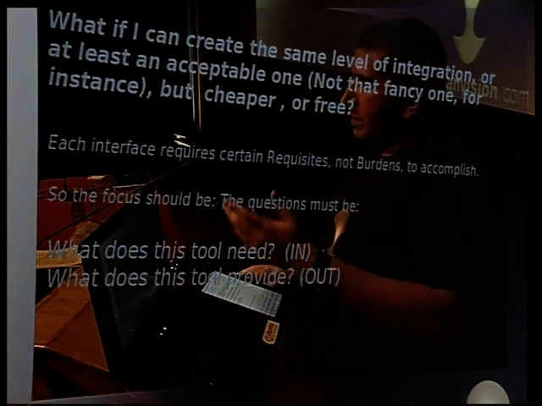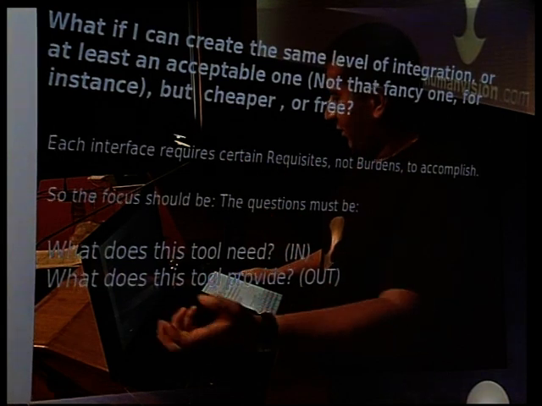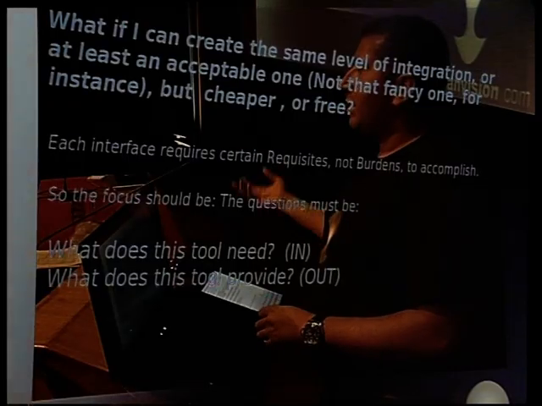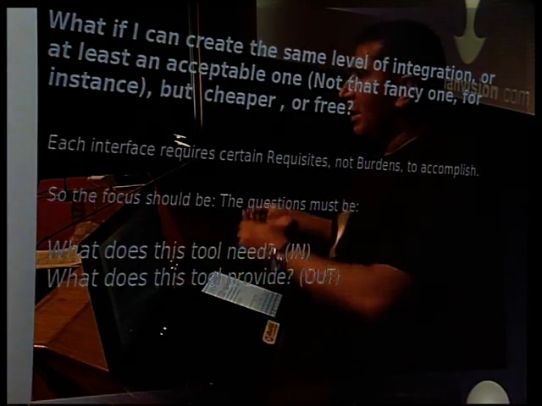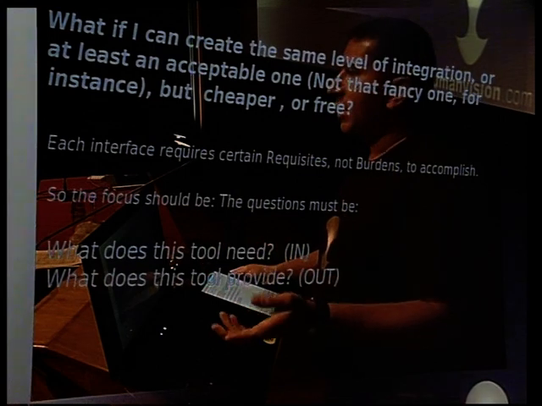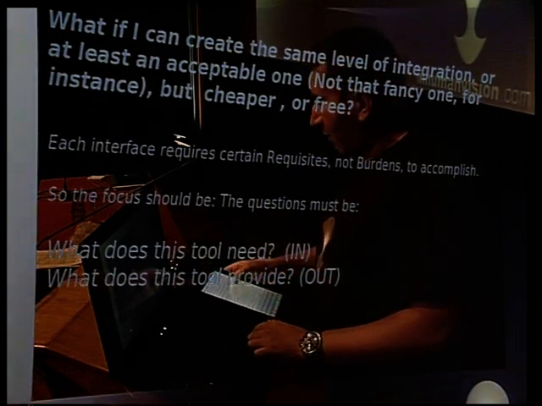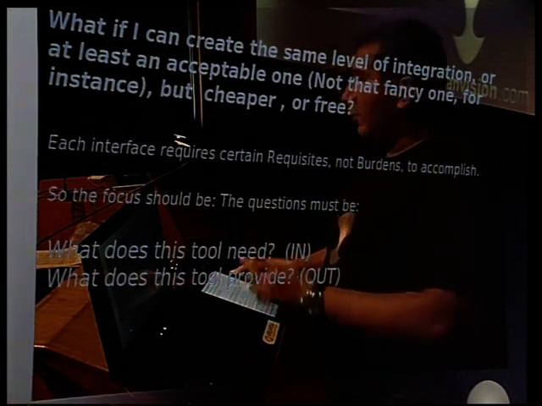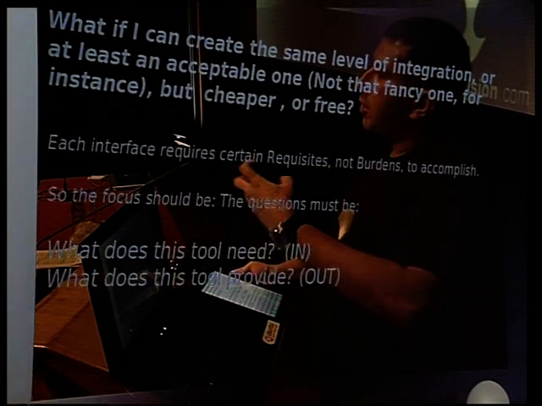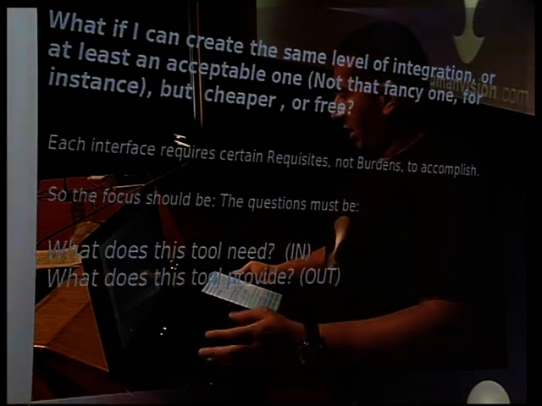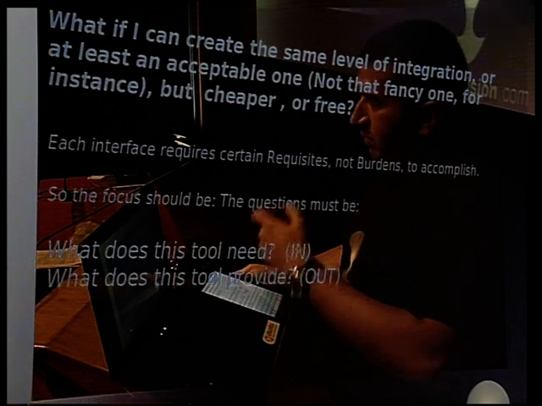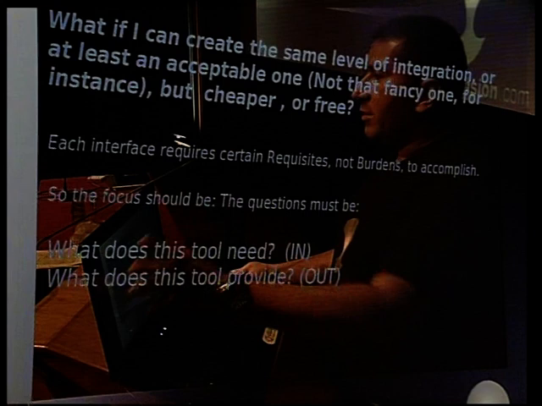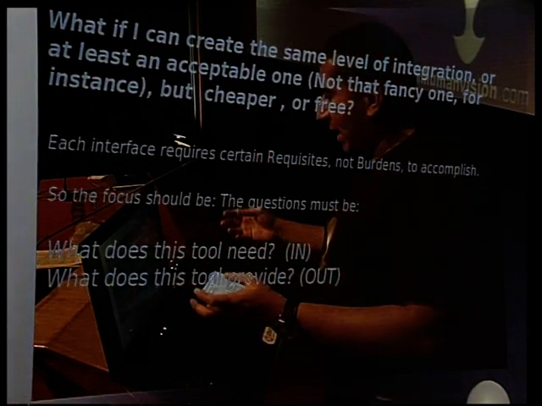If I am doing, for instance, some ambient occlusion texture baking in Blender, then post-processing it later in 2D on GIMP, well, I need a way to interconnect them. And that is a simple example of an interface. But I have more difficult interfaces than that. Each interface requires certain requisites, but not burdens, to accomplish. So the focus should be, when you start thinking about it, as a question for your mind: what does this tool need? What does this tool provide?